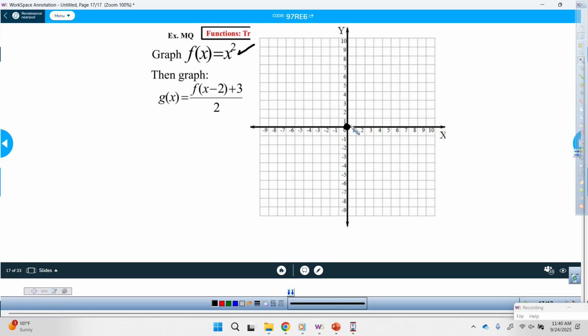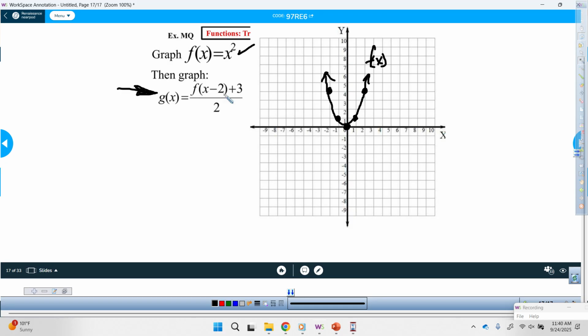0, 0. Negative 1, 1. Negative 2, 4. 2, 4. 1, 1. Okay, let's label that f of x. So, look up. It says, then graph according to that. Doesn't this look kind of weird, guys?